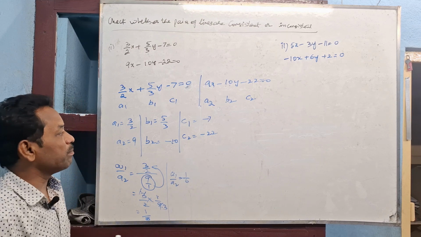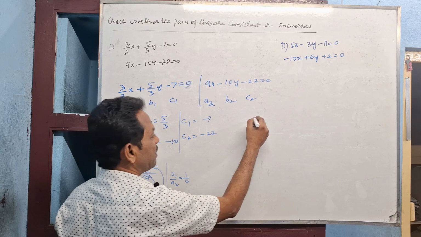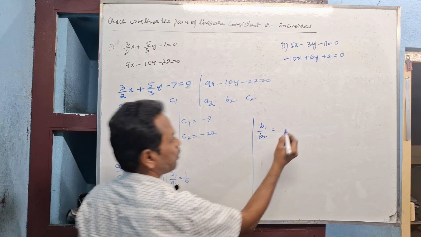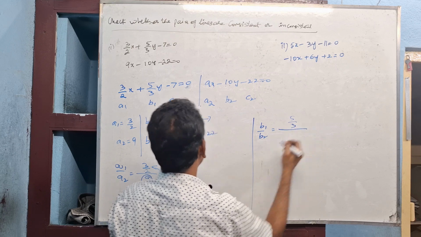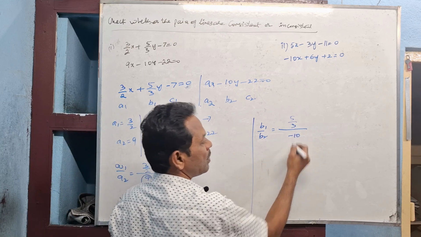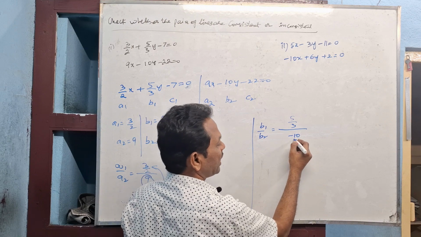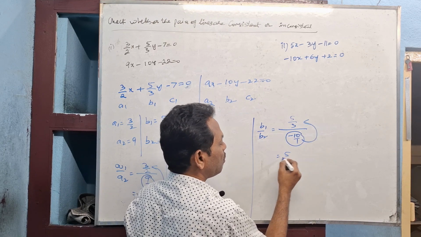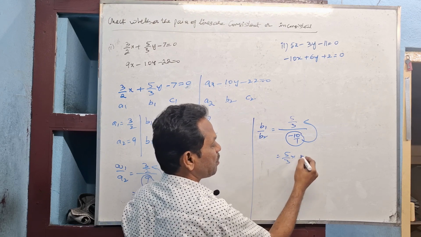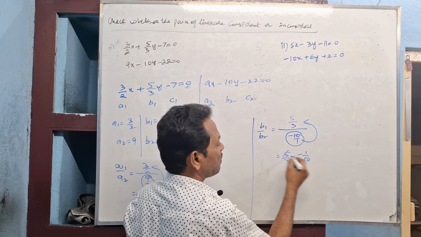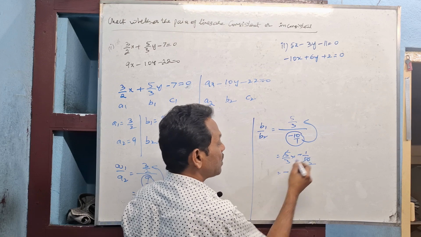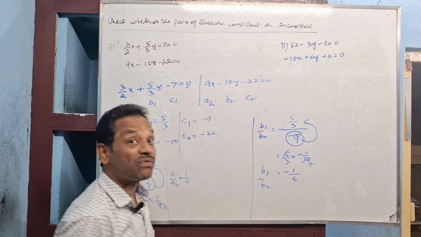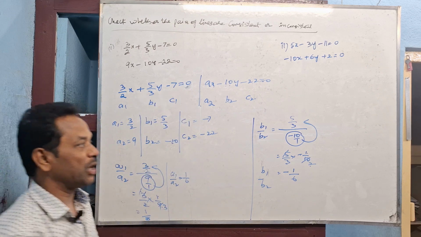Let me go for b1 by b2. What is b1 here? 5 by 3 divided by minus 10. We can take 1 in the denominator, and this fraction is shifted to the numerator, so we take the reciprocal, minus 1 by 10. Cancelling 5, we get minus 1 by 3 times 2, which is 6. Here b1 by b2 equals minus 1 by 6, not plus 1 by 6. Make a note.